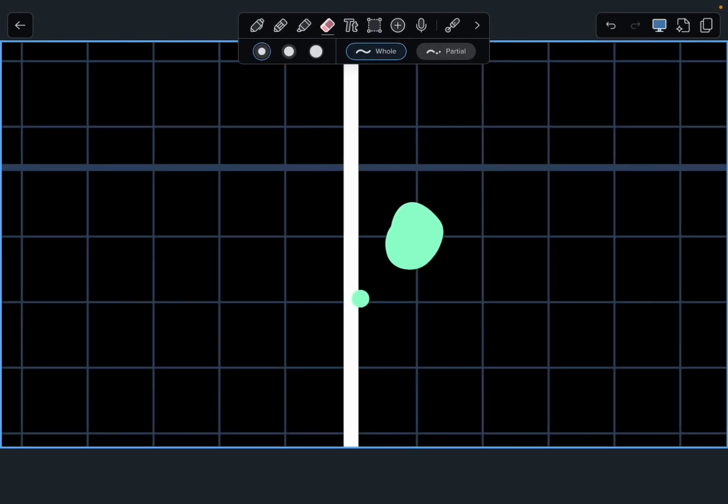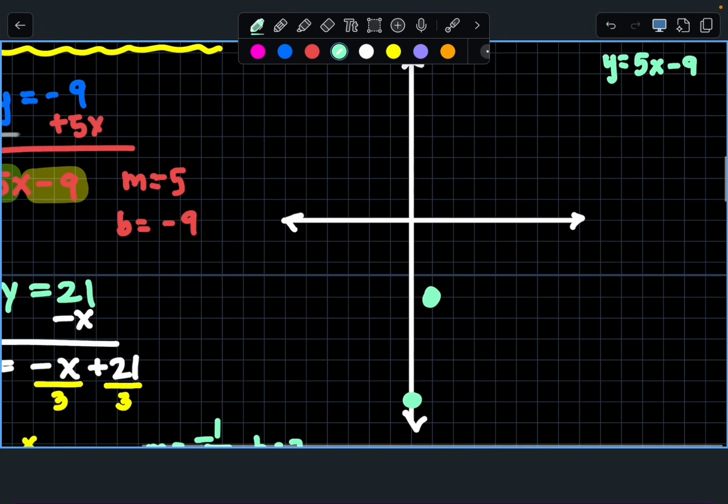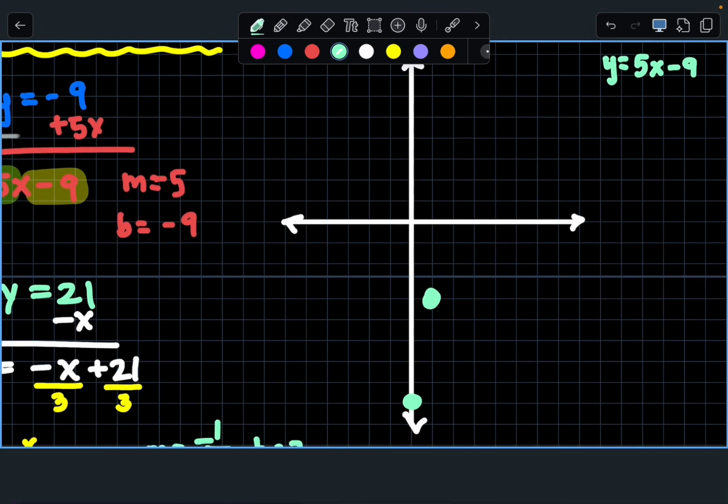You guys can ignore this little point. 5 up from there, 1, 2, 3, 4, 5, and over 1. Right? And let's go one more point. 1, 2, 3, 4, 5, over 1.